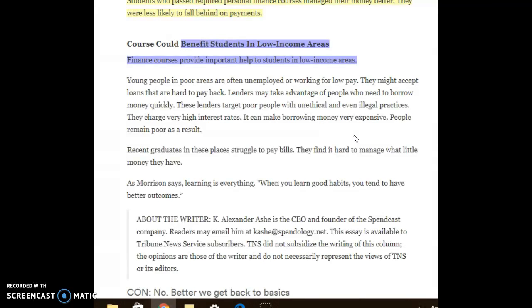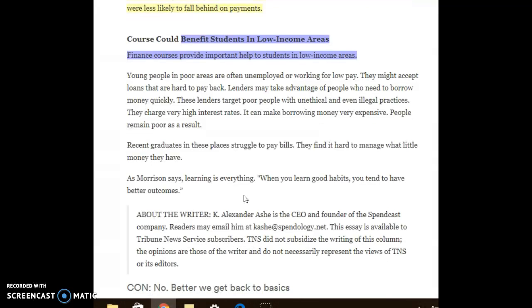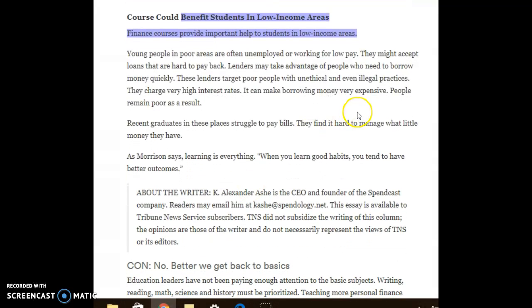Recent graduates in these places struggle to pay their bills. They find it hard to manage what little money they have. As Morrison says, learning is everything. When you learn good habits, you tend to have better outcomes. And that is the end of her article.